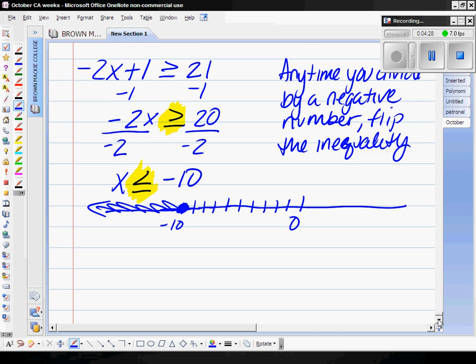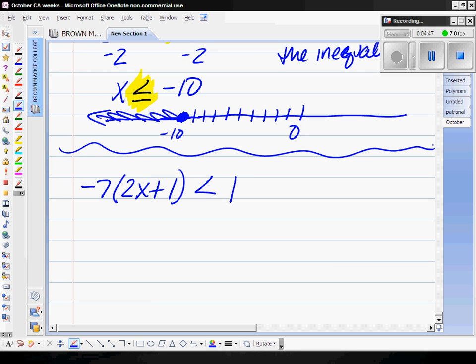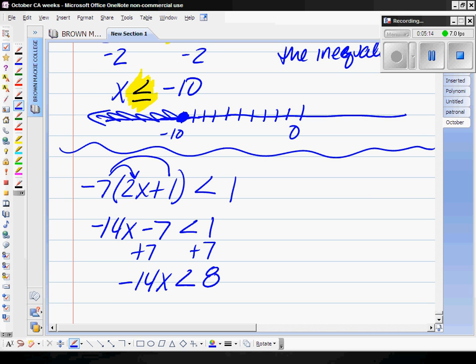And then we have graphed the solution. Okay? We also talked about using the distributive property while we were solving equations. So, let's say for instance I have negative 7 times the quantity 2x plus 1, which is less than 1. Well, before I can solve for anything, I must distribute the negative 7 to everything in the parentheses to its right. So that gives me negative 14x minus 7, which is less than 1. As I proceed to solve, I add the 7 to both sides, and negative 14x is less than 8.